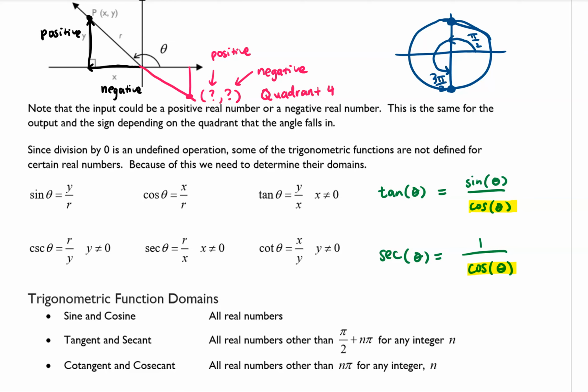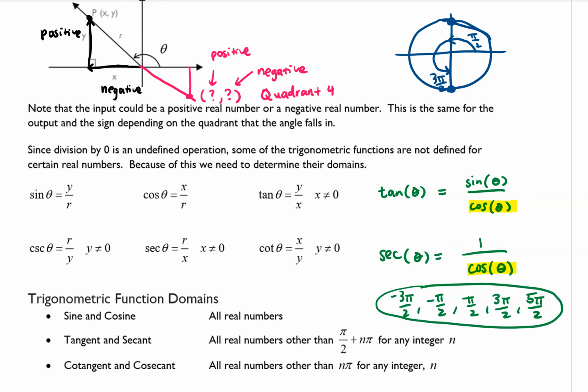So for tangent and secant, the domain is all real numbers other than pi over 2 plus n pi for any integer n. So again, to reiterate, our domain is going to include everything except things like pi over 2, 3 pi over 2, 5 pi over 2, and we can go in the negative direction as well. So negative pi over 2, negative 3 pi over 2. All of these values are excluded from the domain here. Anything else is going to be fair game.